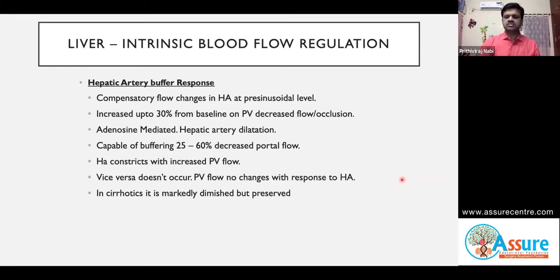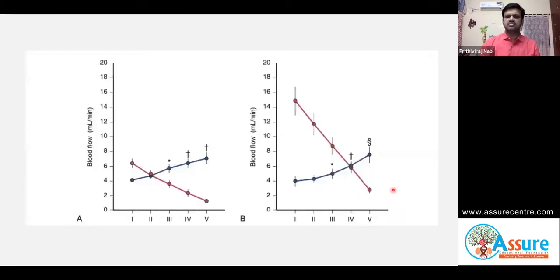In cirrhotics, the hepatic artery buffer response is still maintained, but it is markedly diminished. As you can see in this flow chart, with increasing blood flow in the portal vein, there is a decreasing blood flow in the hepatic artery. This is a graph of a cirrhotic and this is a graph of a non-cirrhotic. As you can see, the variation has decreased very minimally in the cirrhotics, but still it is maintained.